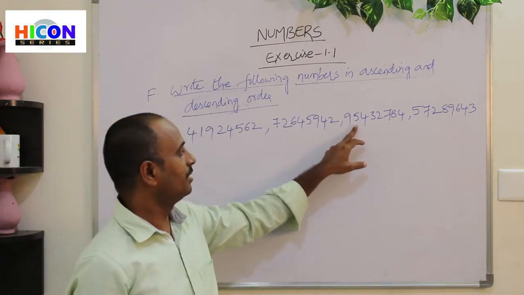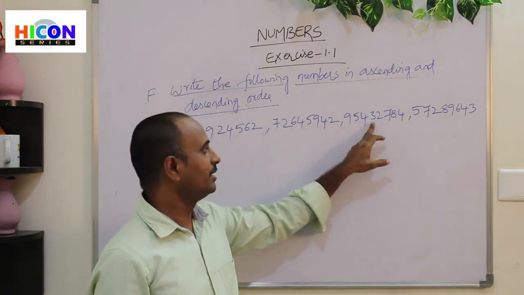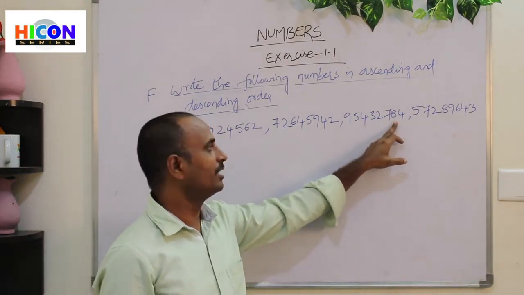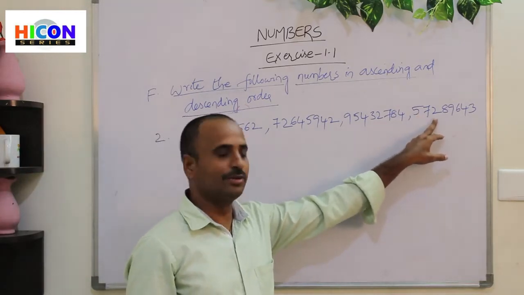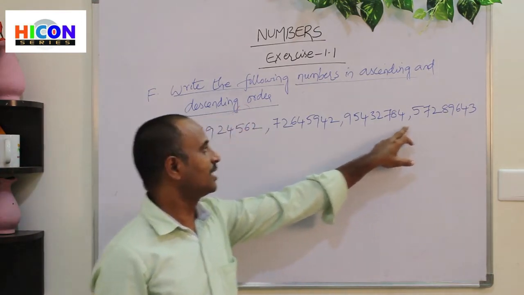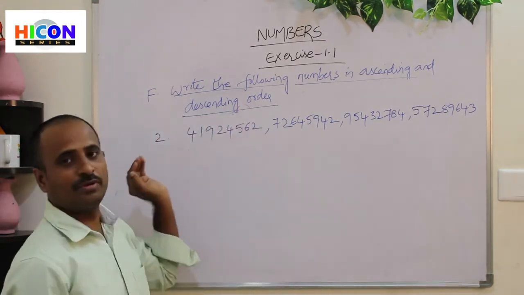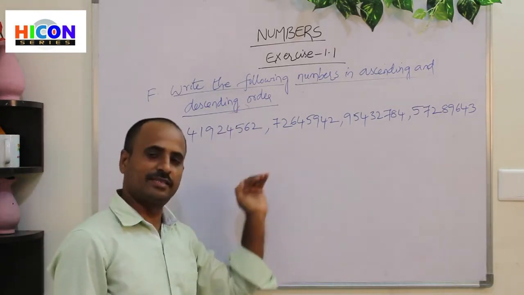45,942, and the third number is 9 crores 54 lakhs 32,784. And the fourth number is 5 crores 72 lakhs 89,643. So these are the four numbers given in the second problem. Now we have to arrange these four numbers in ascending order and descending order.